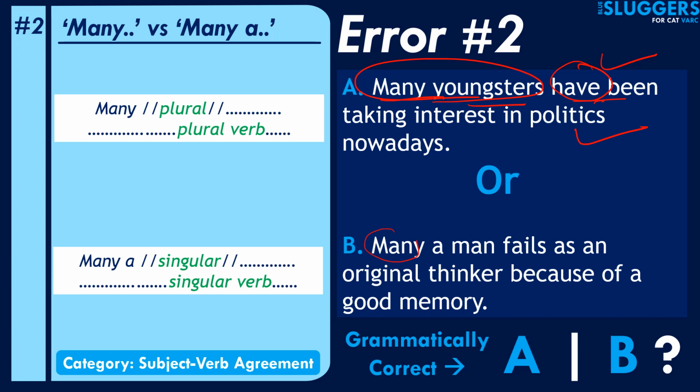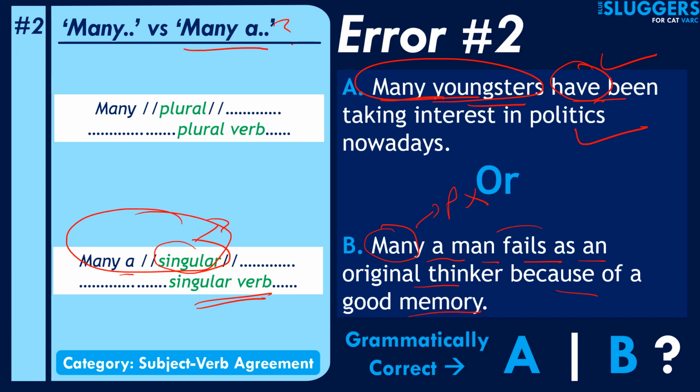But when you have many a man, many times students might be confused because you have the word many here, and consider the subject to be plural in nature, which is not the case. Whenever you have the case of many a something, that something will usually be singular in nature, and this whole thing will be considered a singular subject and thus needs to take a singular verb. So in this case, many a man fails as an original thinker because of a good memory. Fails is the singular form of the verb, and the subject is also singular in nature. So even this sentence is correct.